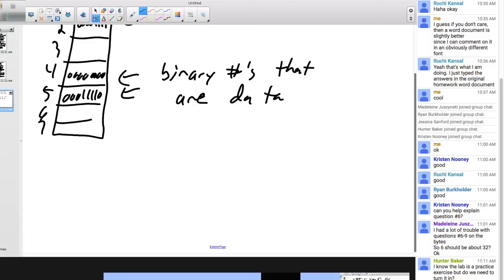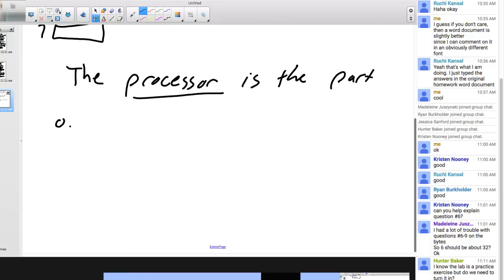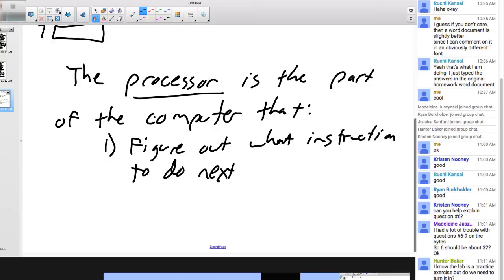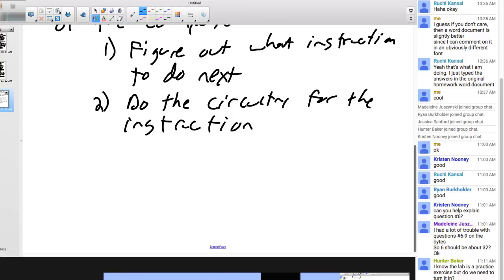So the processor is the part of the computer that does 2 main things. One, figure out what instruction to do next, and 2, do the circuitry for the instruction. So the processor is the part of the computer that figures out what we're going to do next and then actually does it. Okay, the processor is the part of the computer that actually computes.